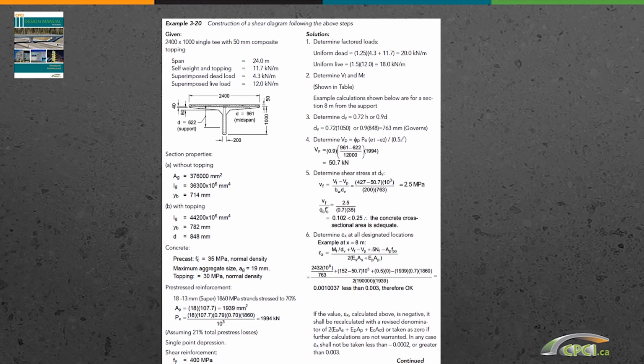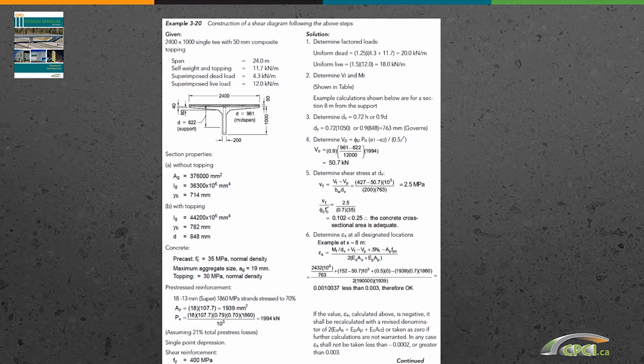It's either 0.72 H or 0.9 D. In this case, it turned out that 0.9 D is the governing one, the smaller one. And VP essentially is the force that will be added to the formula due to pre-stressing, the vertical component of the pre-stress, because the strands are dipped, so they have a certain angle. Once the strands are dipped, we generate VP, and then we check small v sub f, this value here. Make sure that it's less than 0.25, otherwise the section will not be adequate.